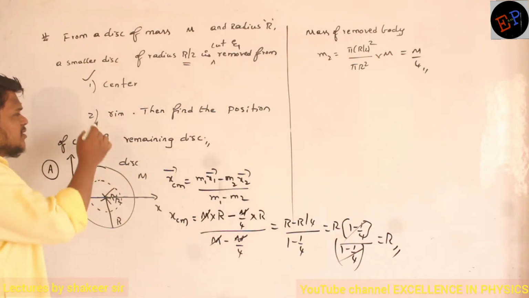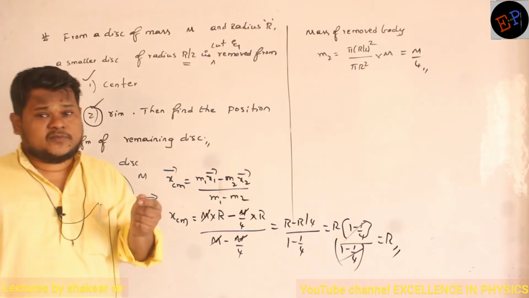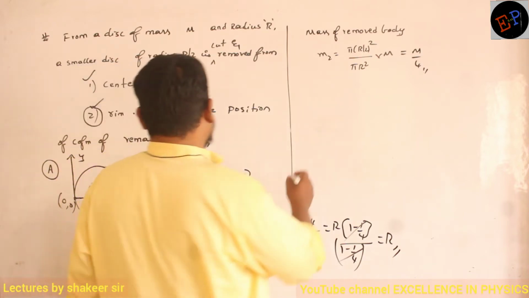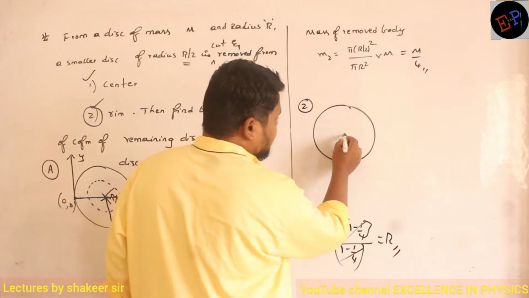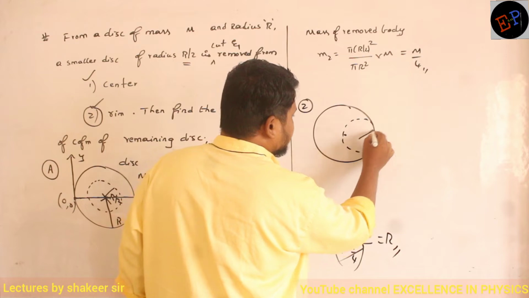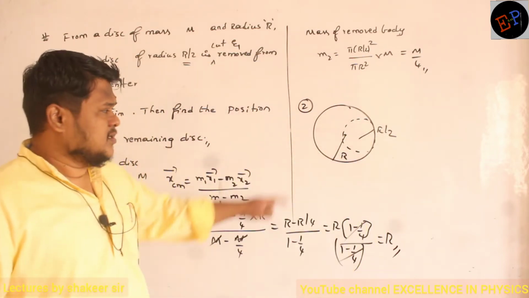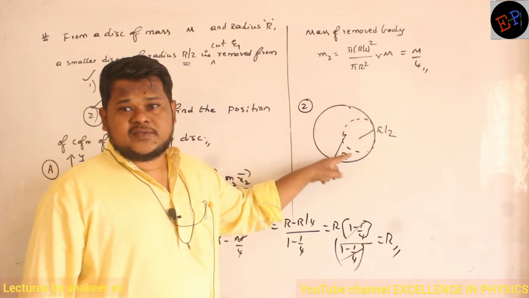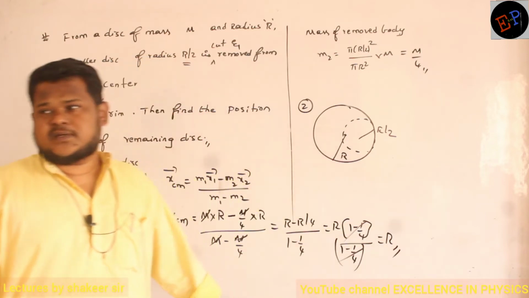Now try to do this calculation. Second one: if a mass is removed from the rim of the body. Rim means what? So consider this is the disk. This is the center of the disk. I am removing a smaller disk from here. This radius is r by 2 and this radius is capital R. So from the rim, from the surface of the disk, I am removing a disk of radius r by 2. Now in this condition, what will be the position of center of mass?